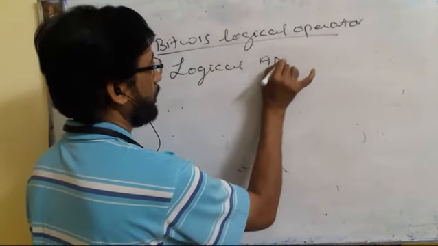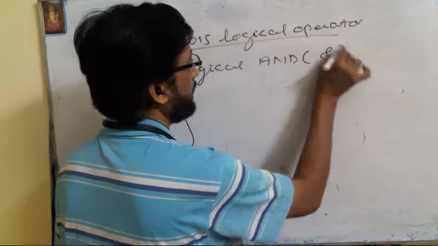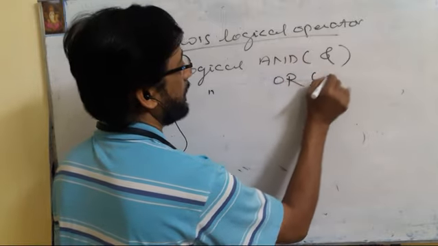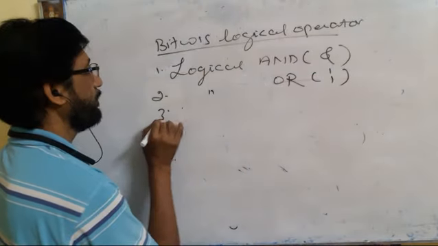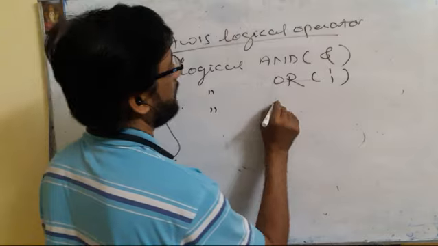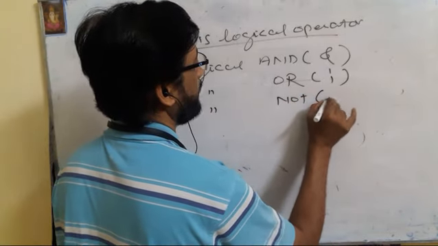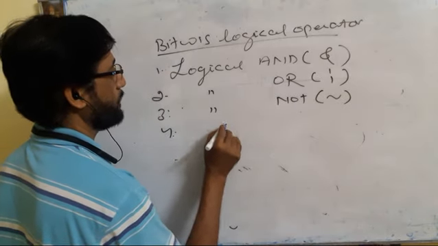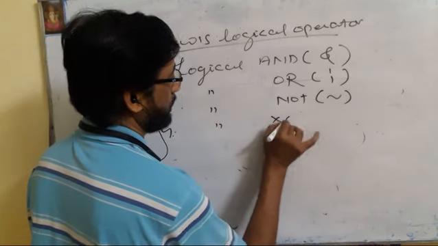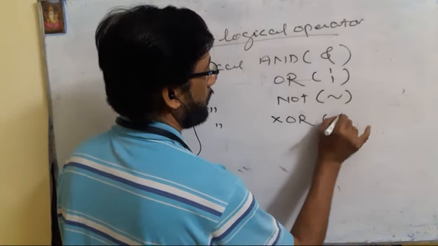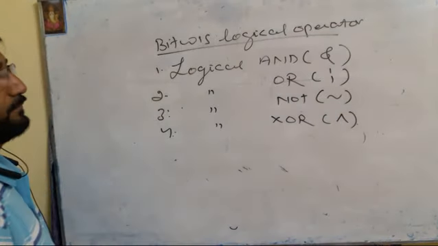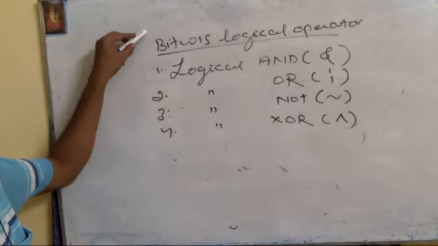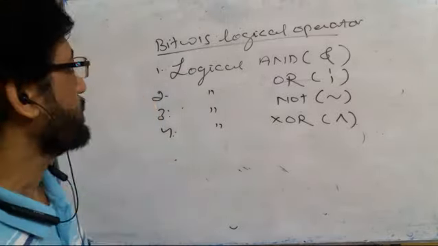So the bitwise logical operators are: bitwise logical AND, where a single ampersand is used; bitwise logical OR, with the pipeline; bitwise NOT, which is the complement operator; and bitwise logical exclusive OR, that is XOR. These bitwise logical operators are also there, but we will discuss them afterwards.